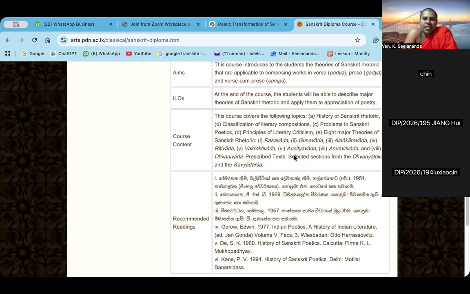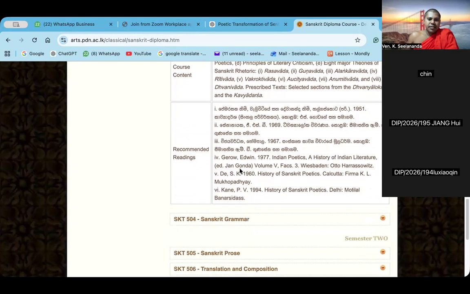And also we have to study selected sections of Sanskrit poetics. One of the major works of Sanskrit poetics is Dvanyaloka, and another work is called Kavya Darsha. We have to study selected sections of these two works.